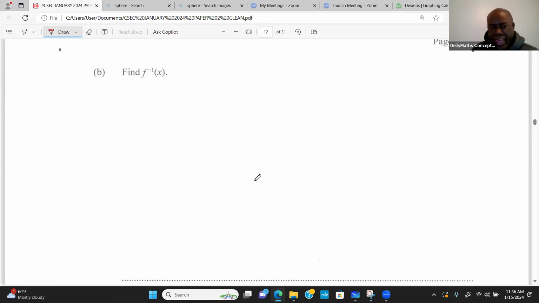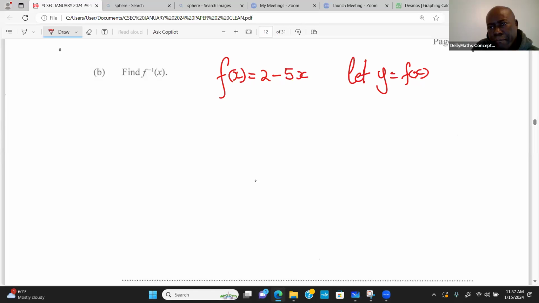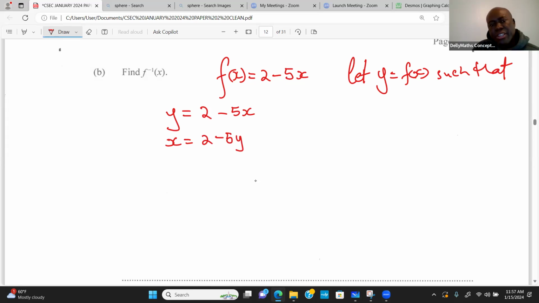Now, I'm going to do the inverse of the f function. So here, remember, f of x is equal to 2 minus 5x. I'm going to say let y equal f of x, such that y is now equal to 2 minus 5x. Remember when we're doing the inverse, we're going to switch x and y. So this becomes x equals 2 minus 5y. And then I'm going to transpose to make y the subject.